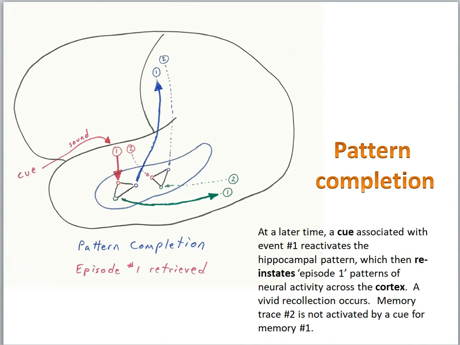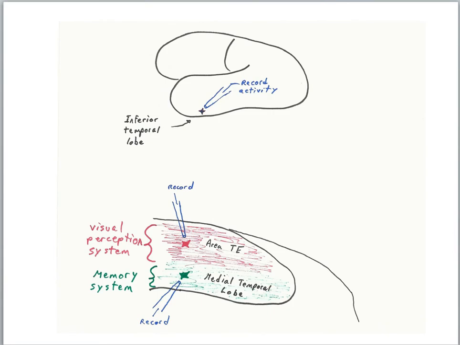In this lesson, we'll take a look at some research that supports this idea that retrieving a memory is going to be reactivating some of the cortical cells that were involved in processing the event in the first place. Now, the research will involve recording the electrical activity of single cells.